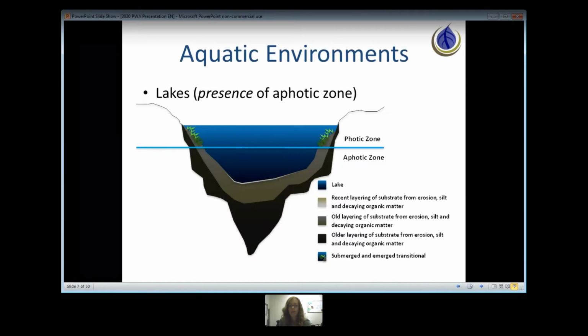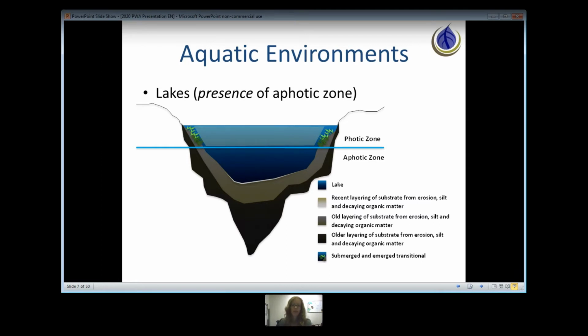So some of the aquatic environments we can find in our watershed. We have lakes and ponds, and I'll just make a difference between the two. Normally we would think ponds are smaller than lakes, which is generally true. But another thing that we look at is light penetration. So basically in lakes, light won't penetrate all the way through.